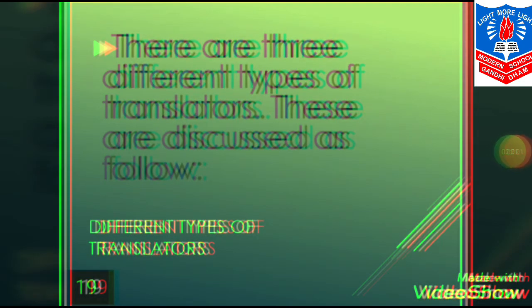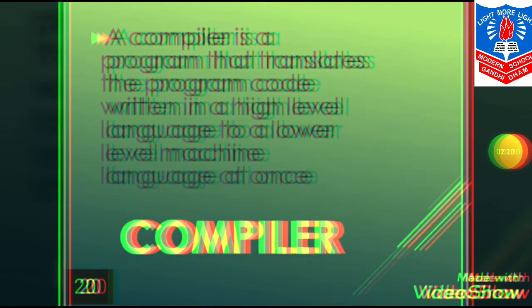There are three different types of translator. Now let's discuss all these translators in detail. First is the compiler. A compiler is a program that translates program code written in a high level language into a lower language, a machine language, at once. The compiler changes the high level language into the lower language or machine language.